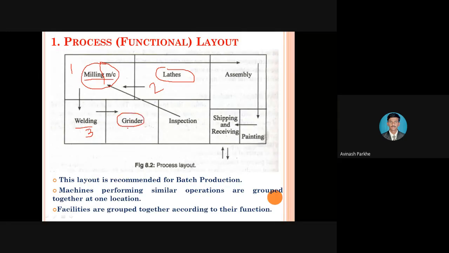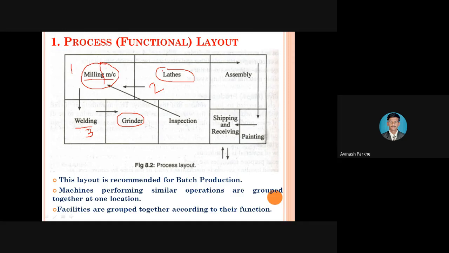Then grinding. At the end, when your product is manufactured, we have to perform some grinding operations. Whatever sharp edges are available, you have to remove those sharp edges by using the grinding operation. All the grinding machines are provided at one location only. That means we take all those products to this grinding compartment, and simultaneously I can perform all the grinding operations on all types of products.